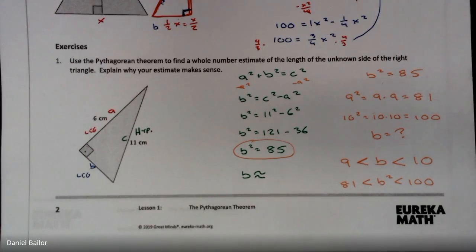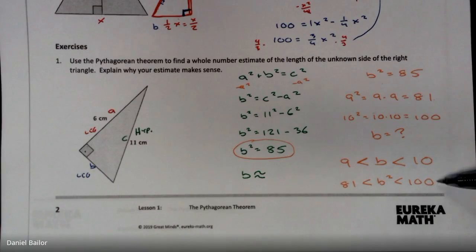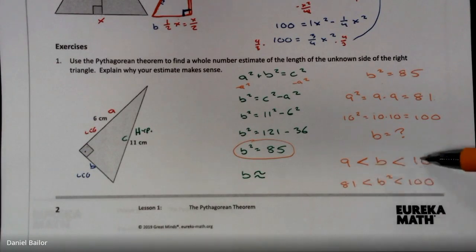So does that make sense to you? Look at this. I know 9 squared is 81. I know 10 squared is 100. b squared is 85, somewhere in the middle. Now, it's not going to be 9. It's not going to be 10. It's going to be a decimal in between 9 and 10. But we don't know. What's it going to be close to?